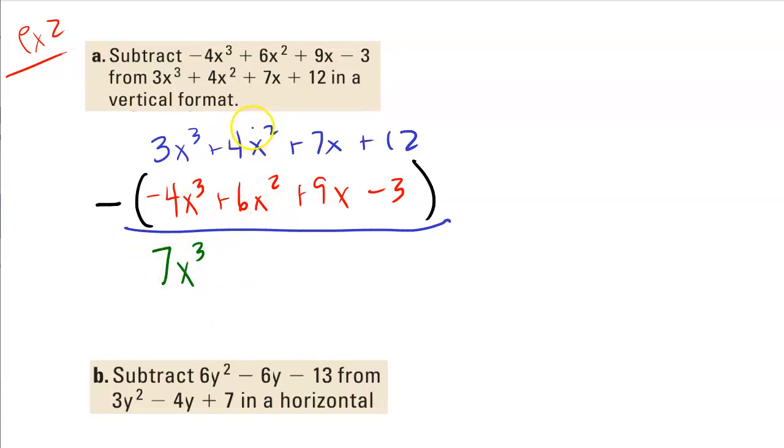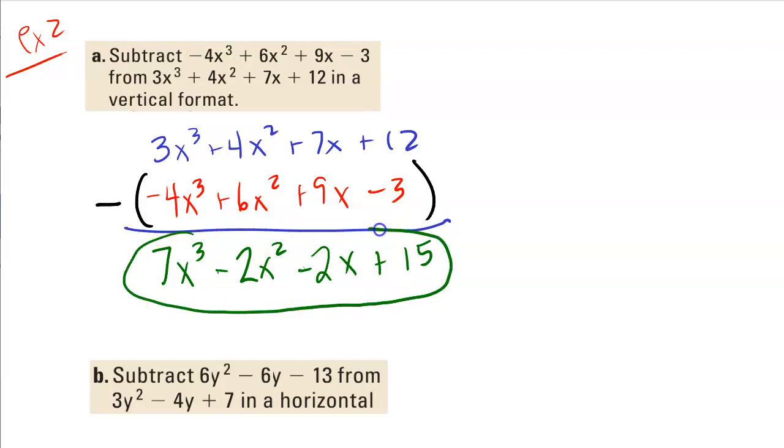And then I keep going here to my quadratic term. 4x squared minus 6x squared is going to give me negative 2x squared. 7x minus 9x is also going to give me negative 2x. And then 12 minus a negative 3 would be 12 plus 3. So that would be plus 15. So there's my answer for that first one when we subtract.